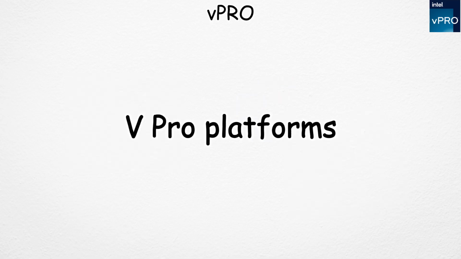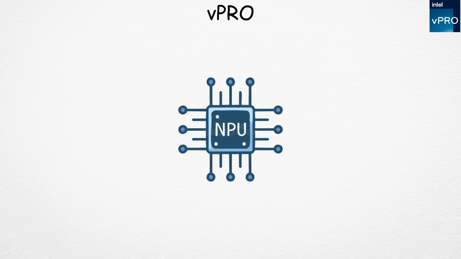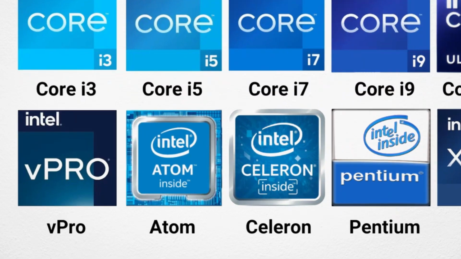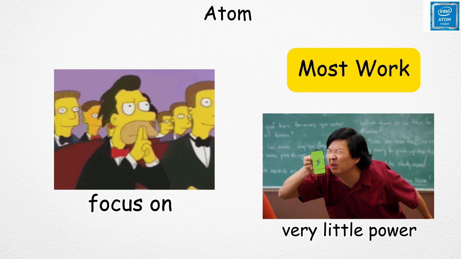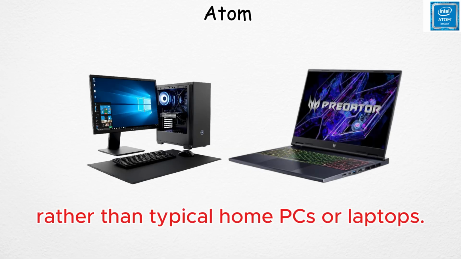On newer vPro platforms, some security and management tasks can also tap into the NPU, helping detect threats more efficiently while saving power. Intel Atom. Intel Atom processors focus on getting the most work from very little power. They're built for tiny, always-on or power-sensitive devices rather than typical home PCs or laptops.